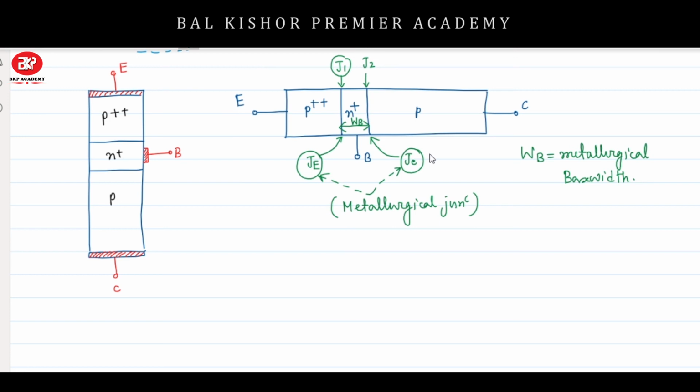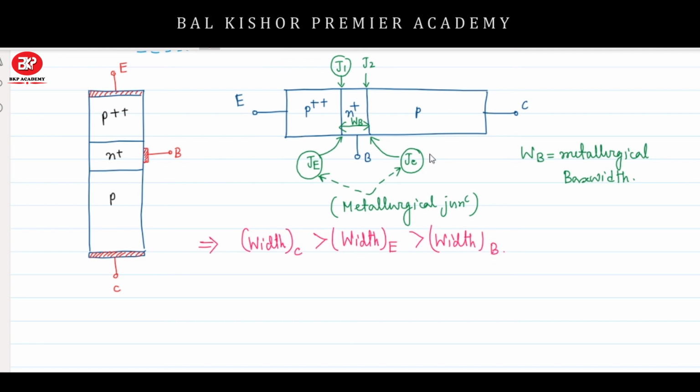And in this basics of BJT we have found that the width of the collector region will be the greatest. Next, the width of the emitter region, and then the width of the base region. So according to the width of the three regions, we can write this equation.